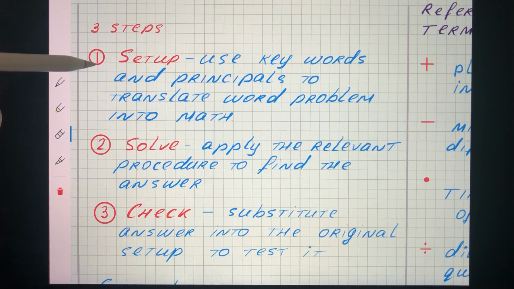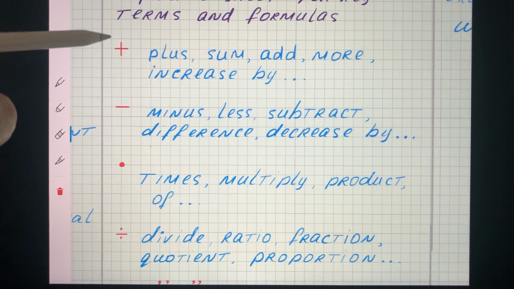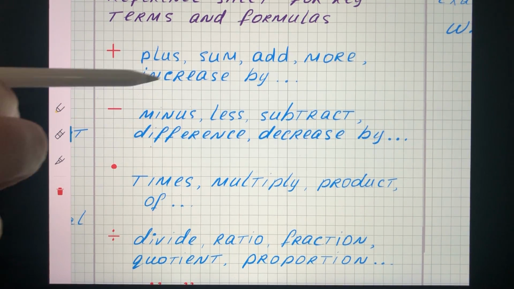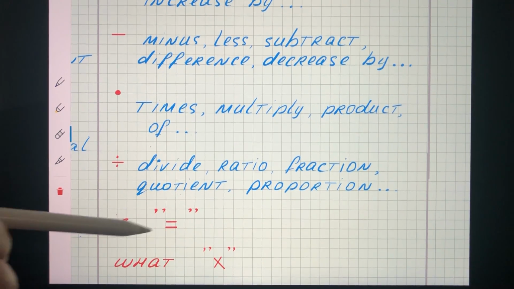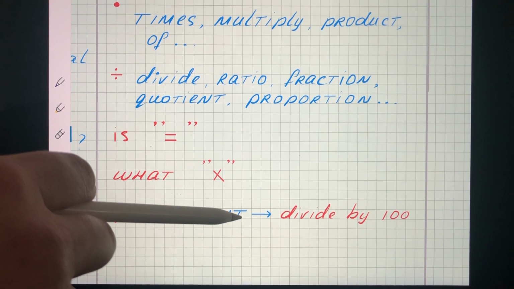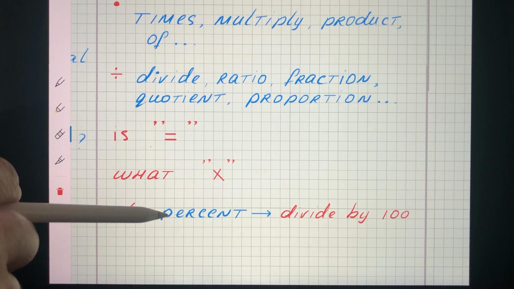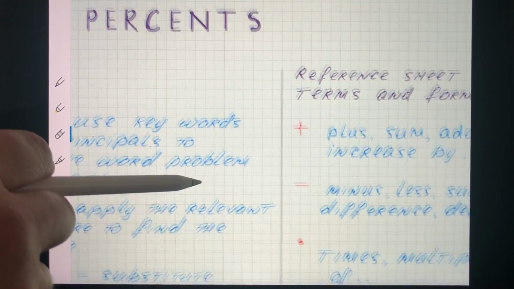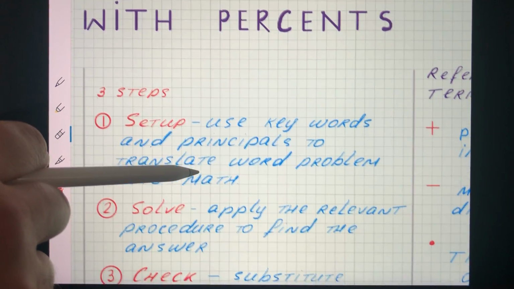So in a different video, we have looked at four main operations in mathematics: addition, subtraction, multiplication, and division. And we looked at the different names that could be used to describe these operations. We also mentioned that the word is means equal, the what is usually the unknown, and the percent means to divide by 100. Literally, per is divide, cent is 100 or century, so the word percent is divide 100. So in this example, let us look at two such examples of word problems with percents, and we will set them up, solve them, and check them.